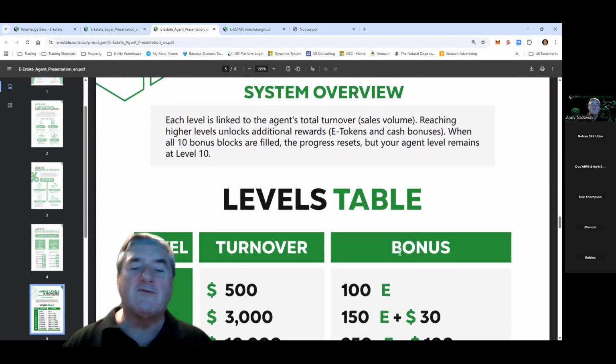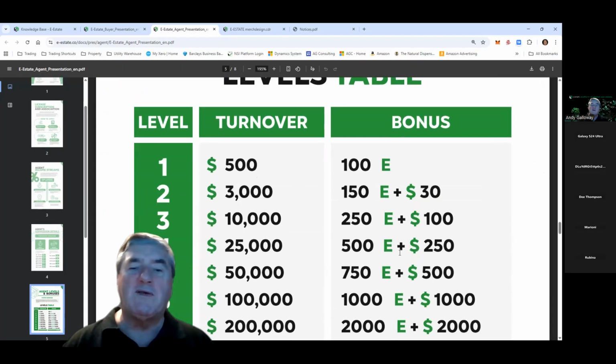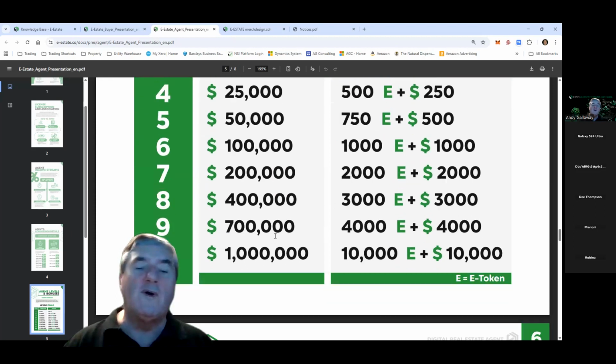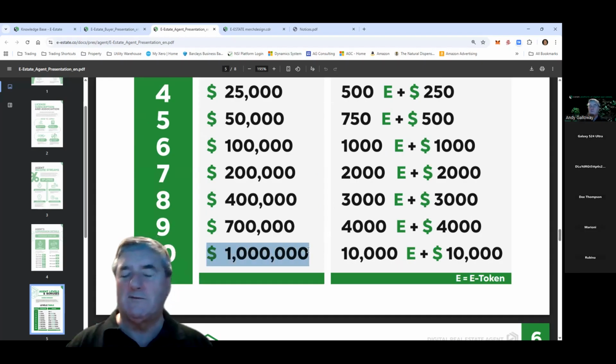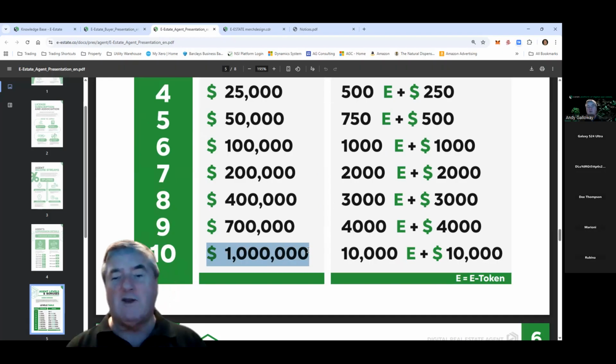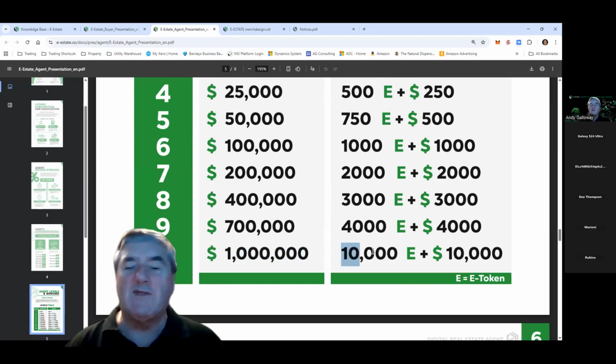There are levels, and this is what I alluded to earlier, that based on how much turnover you have in your business, you receive different bonuses. So if your turnover in your business is $500, then you receive 100 ETK. And if it's $3,000, you receive 150 ETK plus $30, all the way up to level 10, when you have $1 million volume, which sounds like a lot of money. It really isn't that much money at all. You receive a 10,000 ETK reward plus a $10,000 bonus.